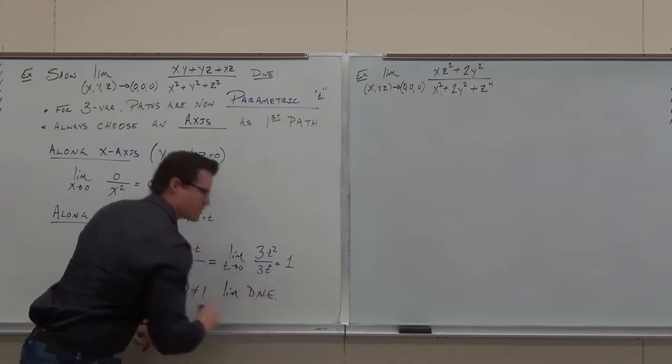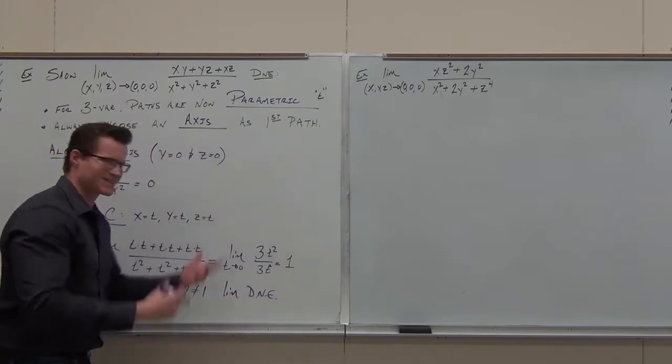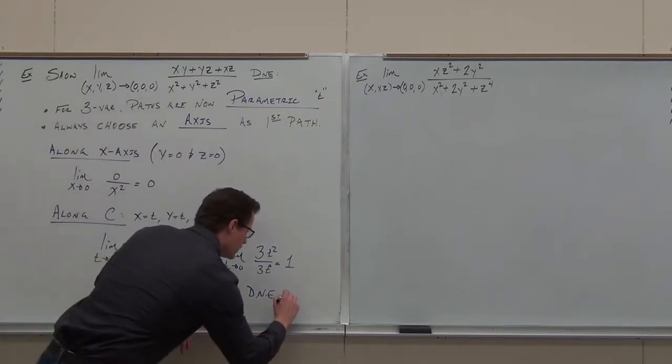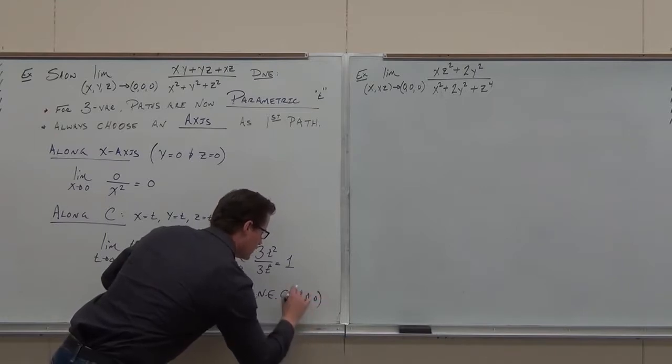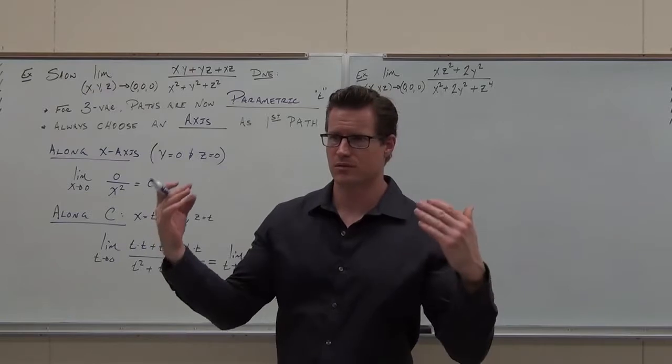Please wrap this up, at least for my class. I want a statement, at least something that shows you actually understand the concept. Do not just say, doesn't exist. Doesn't exist ever? Come on. We just proved that because of these two paths, the limit doesn't exist as we approach that point.